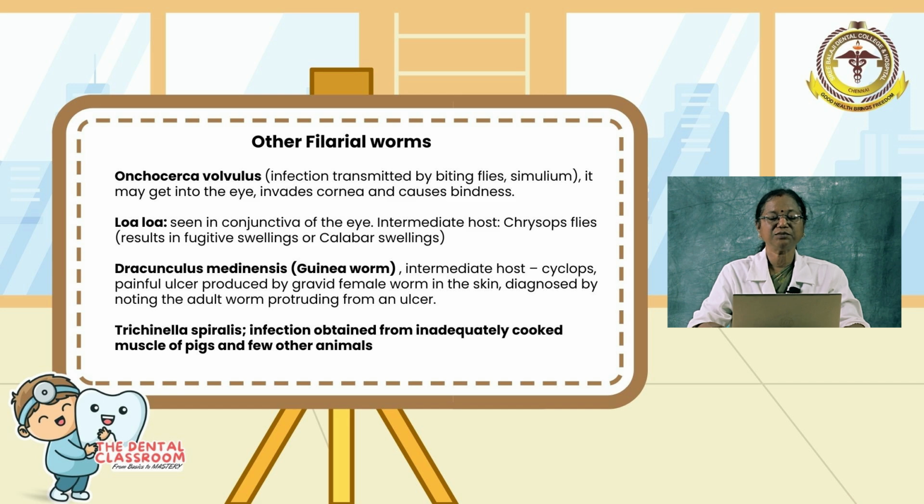The next is Dracunculus medinensis. Of course, everybody knows the history behind this parasite. Dracunculus medinensis is the guinea worm. The intermediate host is the cyclops. It produces a painful ulcer caused by the gravid female worm in the skin, and these female worms come out of the skin. They are most commonly seen in African countries, and to remove them they used to insert a needle where the worm comes out, and the worm would twine around this needle.